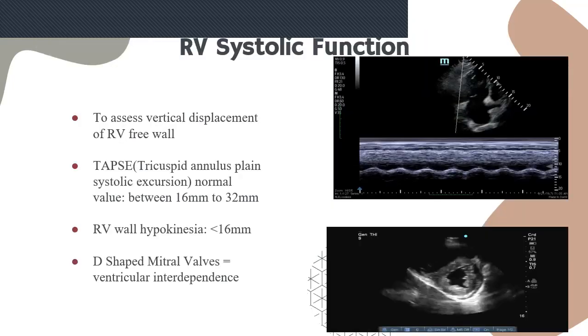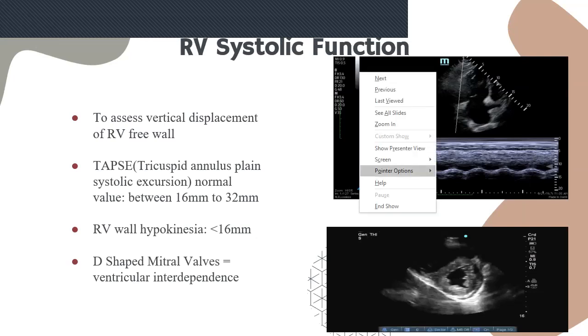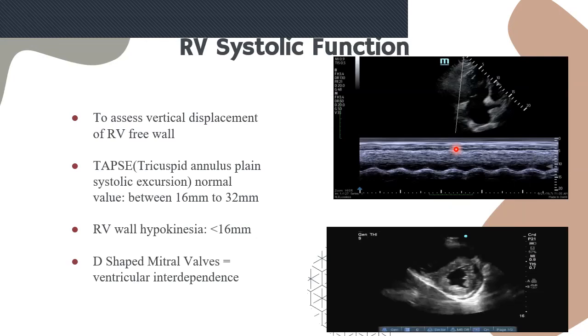So this is just to assess the RV systolic function. This is just a bit of extra knowledge. This is to see your RV. So when you get a 4-chamber view, you can find your, let me get a pointer. Okay, this is your right ventricle, this is your right atrium.